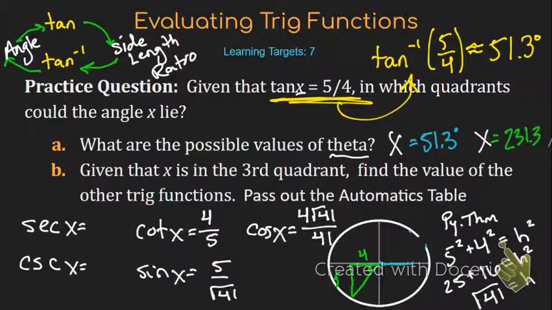For secant, negative square root of 41 over 4. Oh, I'm loving this. You guys are awesome. And then cosecant. What do we have for cosecant? Trevor. Negative square root of 41 over 5. There are obviously debates that were just started.